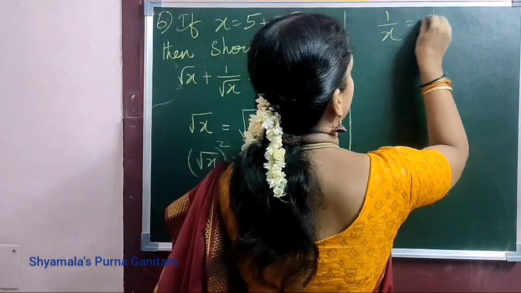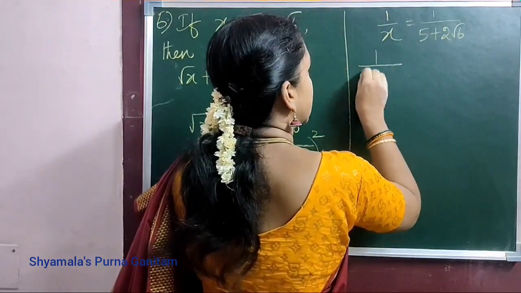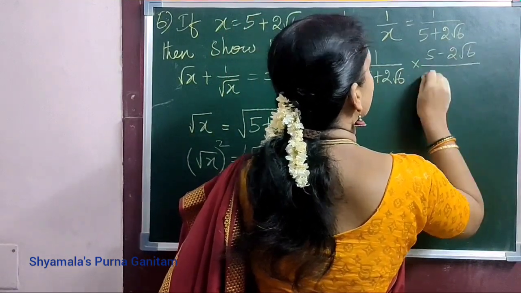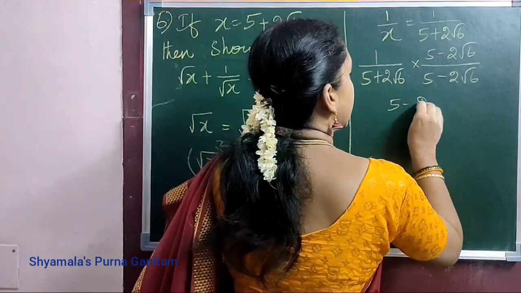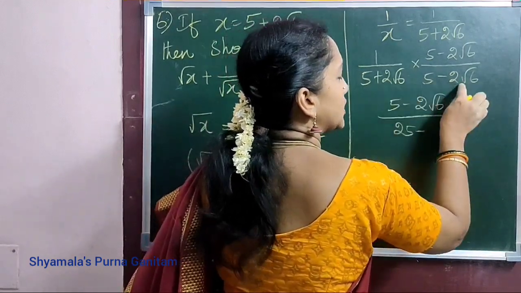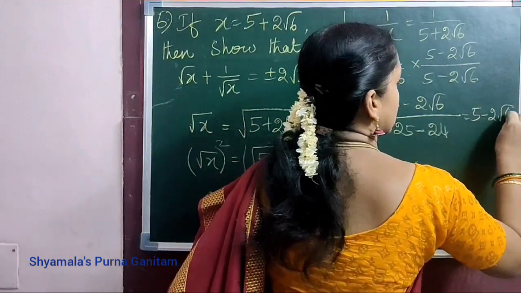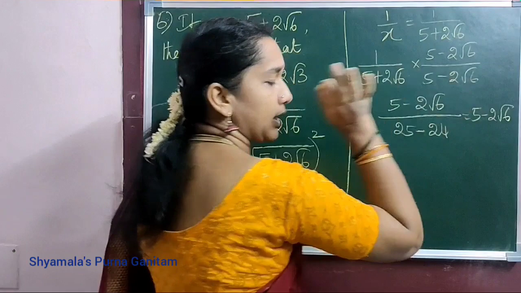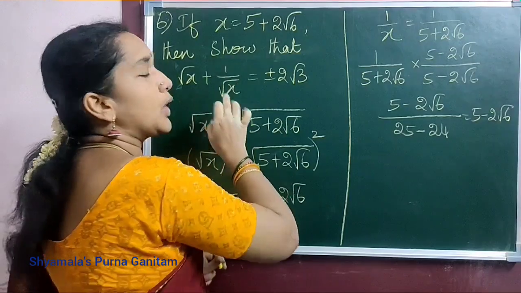So 1 by x is equal to 1 by 5 plus 2 root 6. So again when you rationalize this, you will get the answer as 5 minus 2 root 6 by (5 plus 2 root 6)(5 minus 2 root 6). When you rationalize, the denominator you will get 1 only. So this is 5 5s are 25 minus 2 2s are 4, 4 6s are 24. So you will get it as 5 minus 2 root 6. Okay, but this is our x value and this is our 1 by x value. But they are asking you to find the value of root x plus 1 by root x.